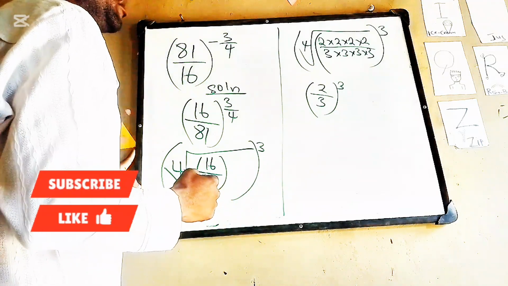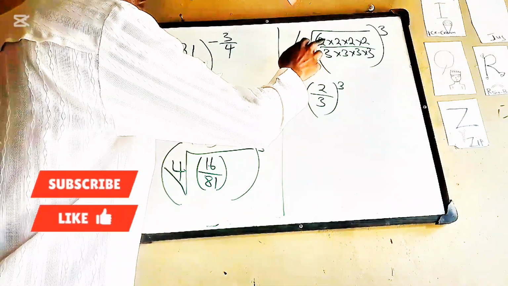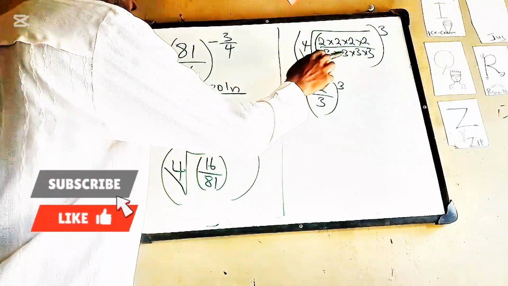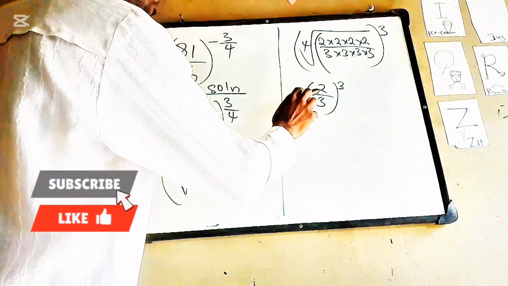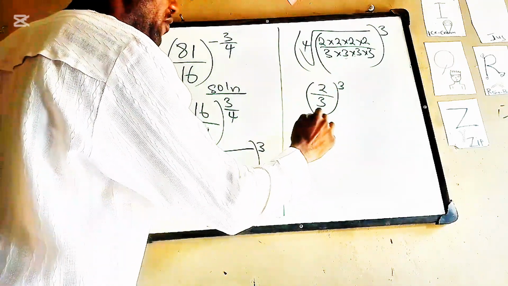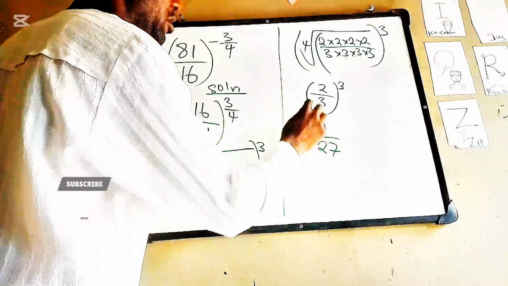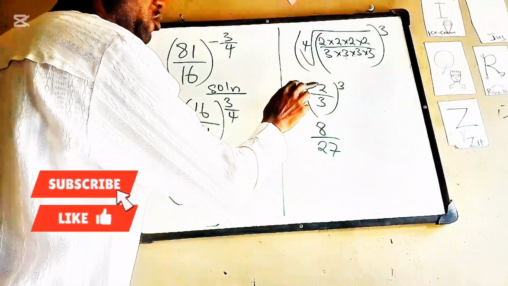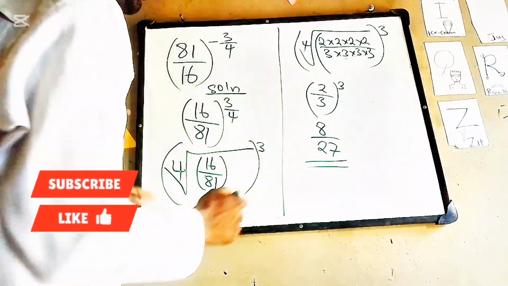Raised to the power of 3. That is what it means to pick only one, because there are 4 places. 1, 2, 3, 4. 1, 2, 3, 4. Pick one. So at the end, 2 raised to the power 3, you have 8. 3 raised to the power 3 is 27. This power 3 belongs to both the numerator and the denominator. And so the correct answer is 8 over 27.